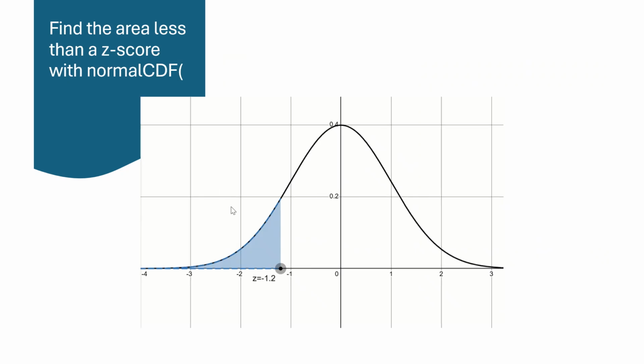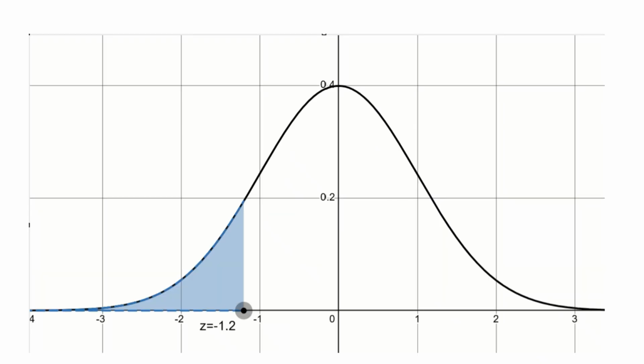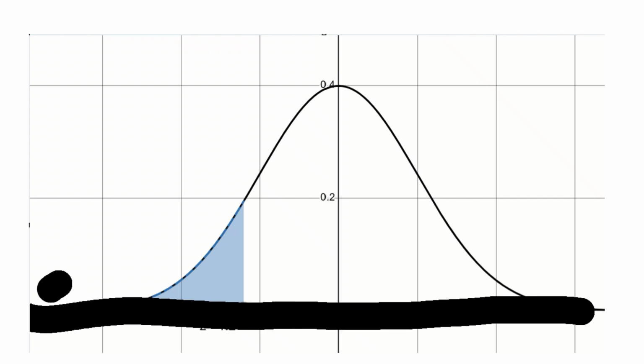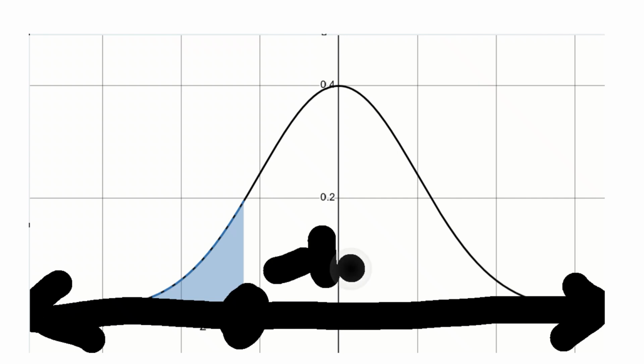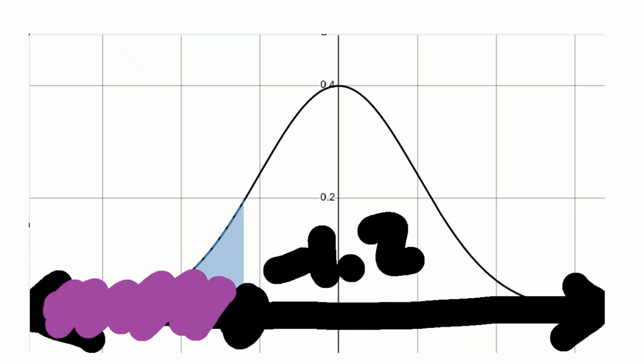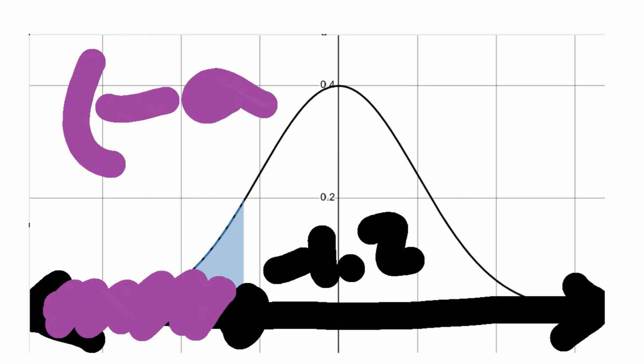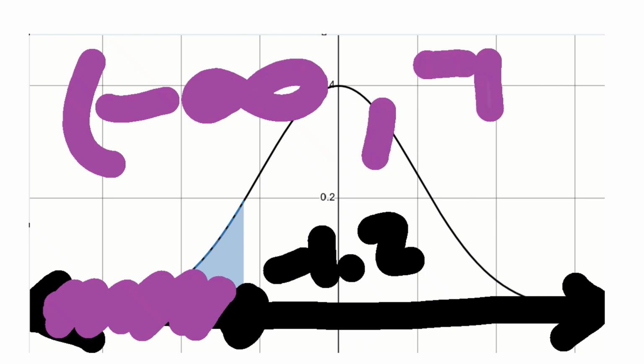Well, what about this one when you don't see something on the left? It's just kind of going to the left, and we're looking for something that's less than a particular z-score. Well, if you're going to draw your horizontal axis here, and you have this right here at negative 1.2, then your shaded region would be over there, right? Well, that would be the same thing as saying that your interval is from negative infinity all the way over to negative 1.2.